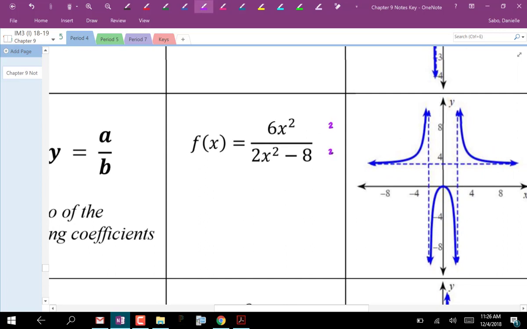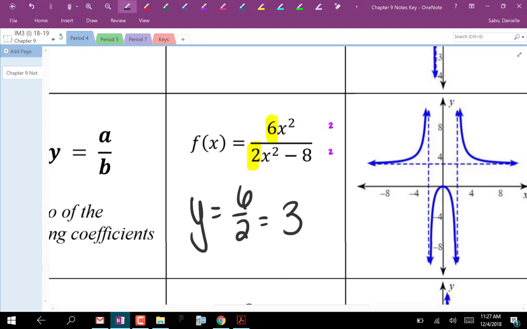I'm just going off to the side and writing that for myself. Obviously you don't have to do that later on, but maybe for notes, write that in. Here's a degree. They're the same. So when they're the same, you have to do this ratio, and I'm going to highlight it for you. 6 divided by 2. Well, what is 6 divided by 2? 3. That is your horizontal asymptote. Y equals 3 in that situation. It's not always going to be 3, but in this situation, it's 3.